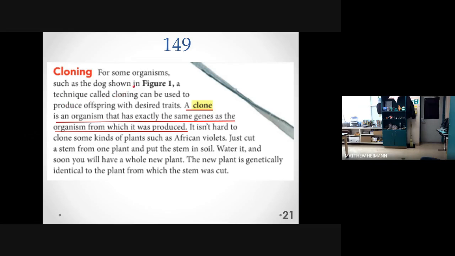Cloning. We talked about this at the beginning. So cloning, for some organisms, such as the dog shown in Figure 1.